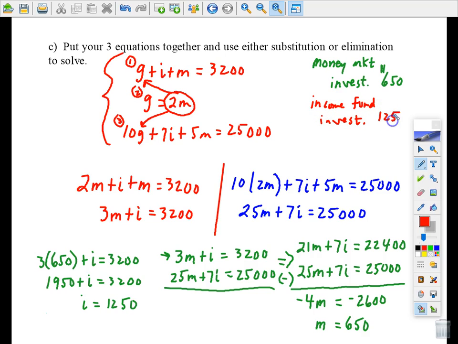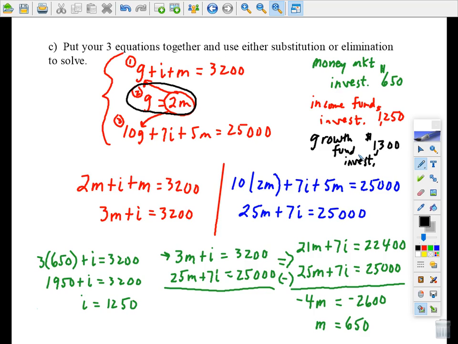So the income fund investment is $1,250, which matches your sheet. And then finally, we need to find out what the growth fund is. Growth fund investment. Well, that's easy enough. Going back to my original system, I already have a growth fund equation. Growth is equal to 2 times whatever M is. So 2 times M was $650, that's $1,300. All right, and so that's how we got those answers printed at the bottom of your sheet.